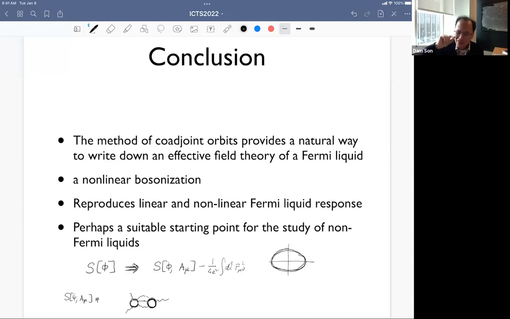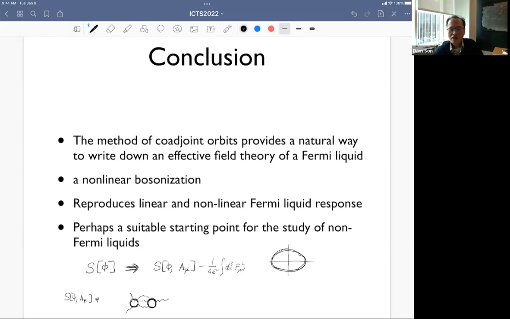Probably we would first see chaotic motion on the Coadjoint orbit, and then somehow, after coarse graining, we would have a finite entropy state. That's my speculation.